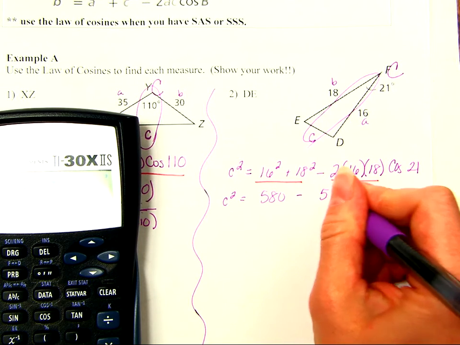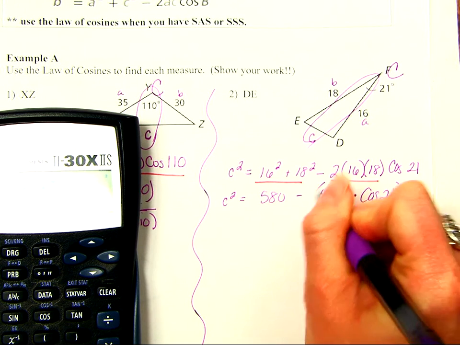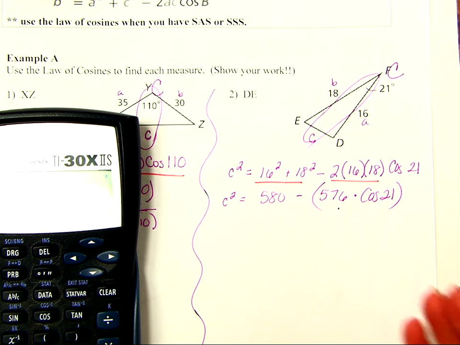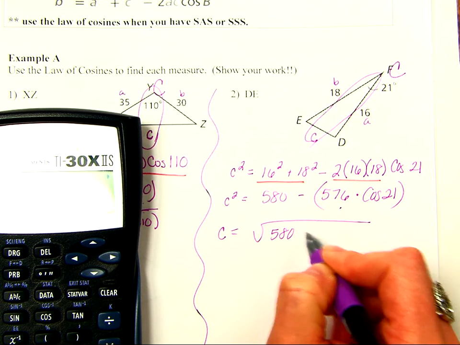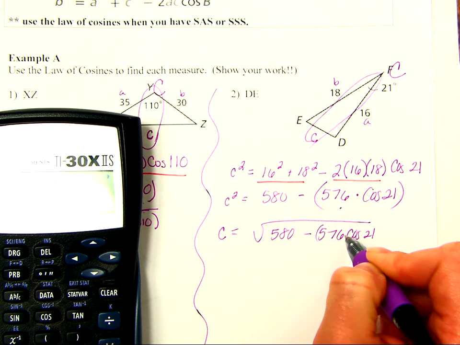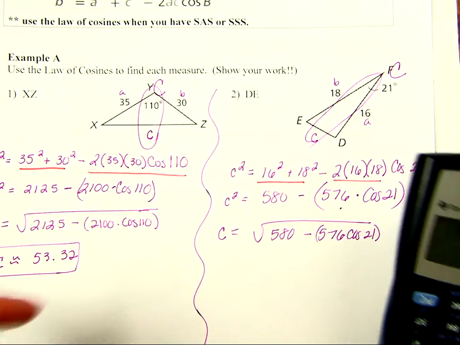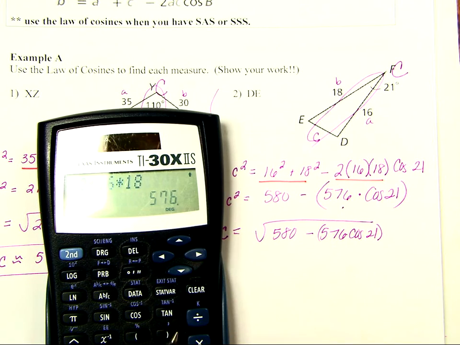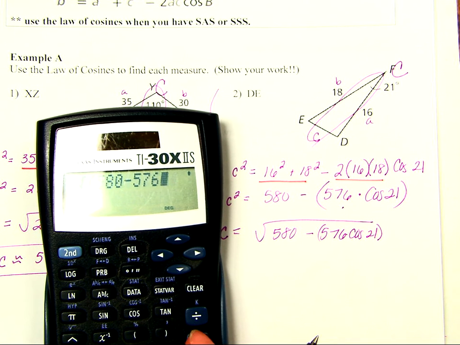Now again, this 576 is being multiplied by the cosine of 21. Okay, so I can't subtract. But when I look to find C, I know I need the square root. So I'm going to go ahead and calculate the square root of 580 minus 576 times the cosine of 21.